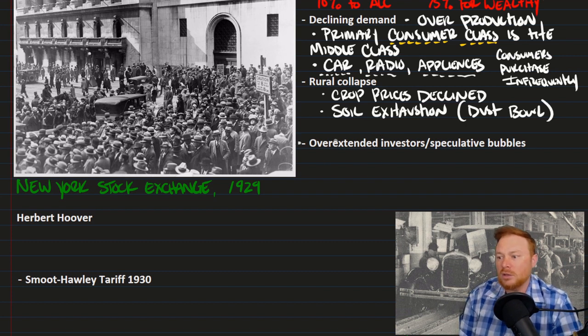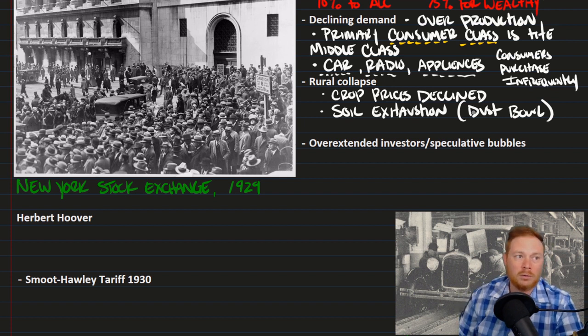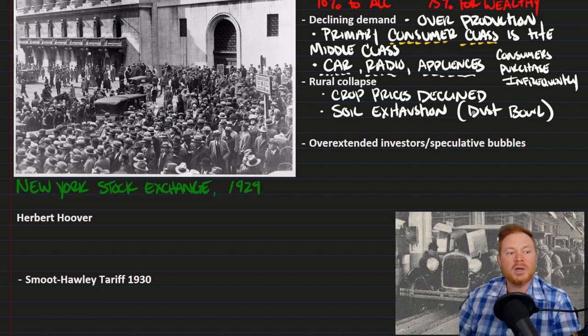And the last thing is the overextended investors slash speculative bubbles, and this is some of the ways in which the stock market was overvalued, or people were very optimistic during the 1920s. They believed that the valuation of the stock market would just keep going up and up and up and up, and it would never end.